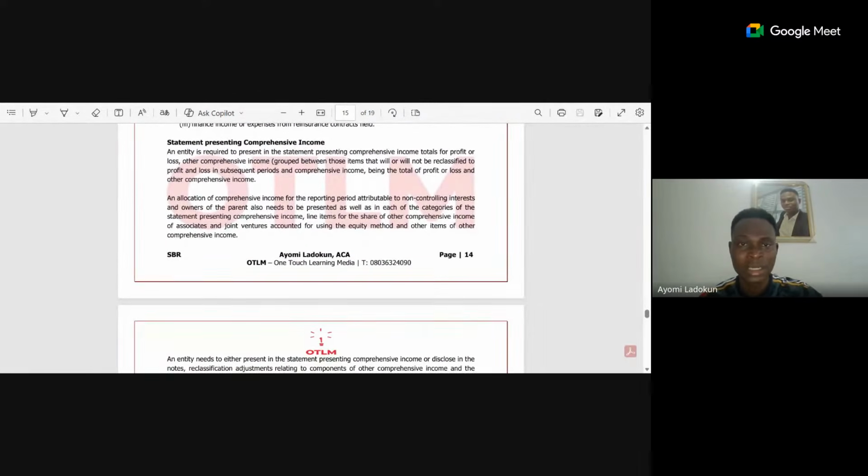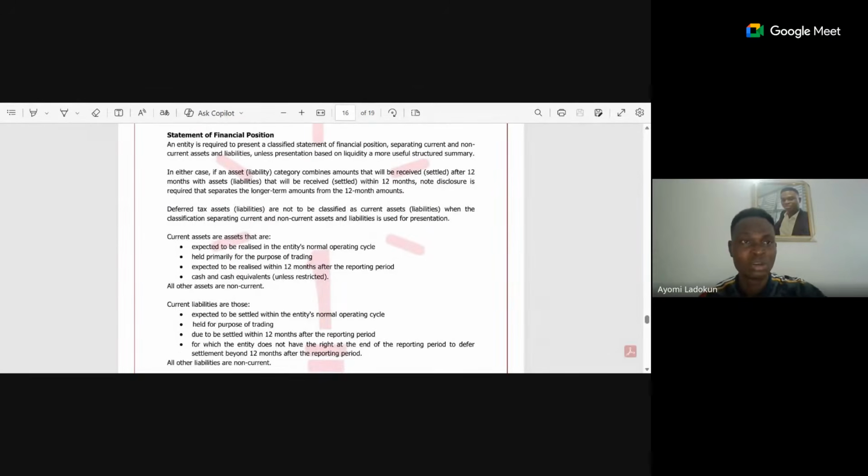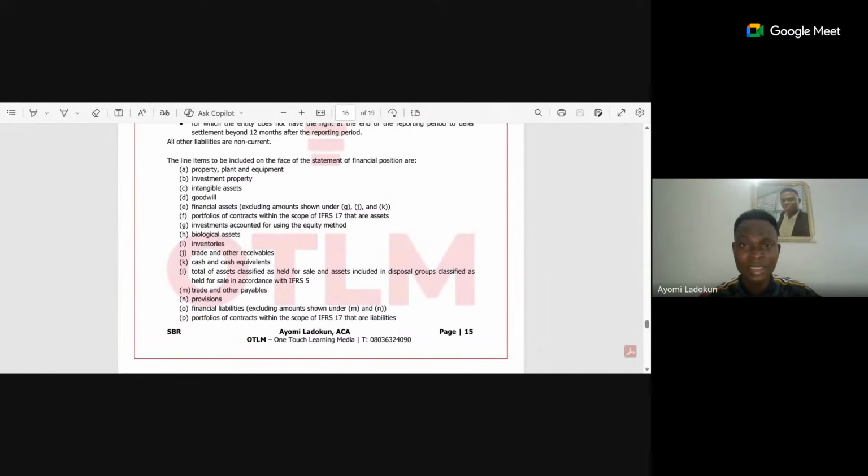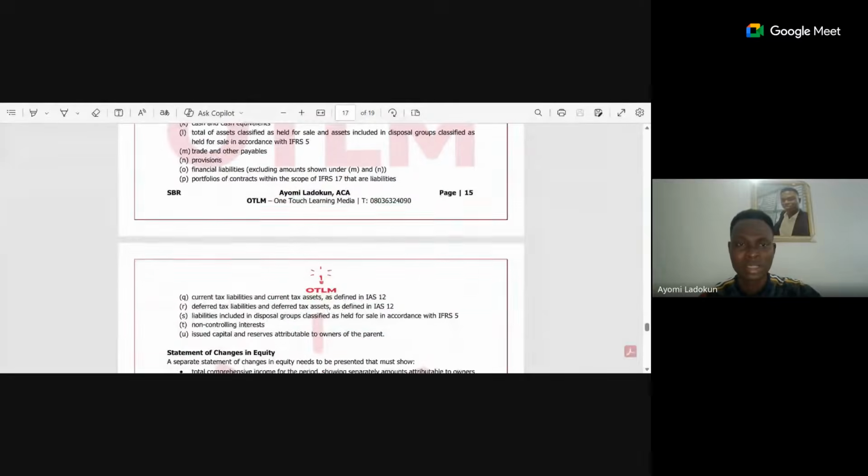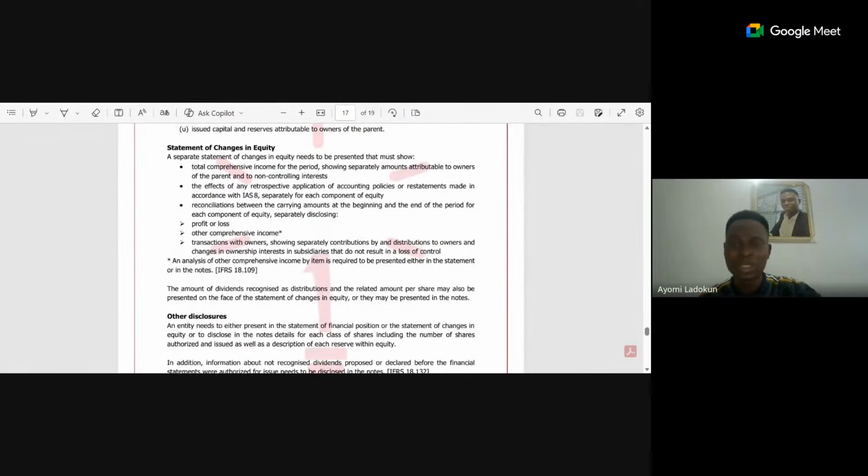Then it also talked about how you present your income statement and your statement of financial position, which are not largely different from what we have under IAS 1, right? So you see how your current assets are expected to be realized in the normal operating cycle, usually within 12 months. So it's still the same under IAS 1. Then in the statement of financial position, you still have your PPE, your investment properties, your intangible assets, your goodwill, your financial assets. So all these ones, I think they are straightforward. I think the main issue is around the profit or loss account that is going to change drastically, right?